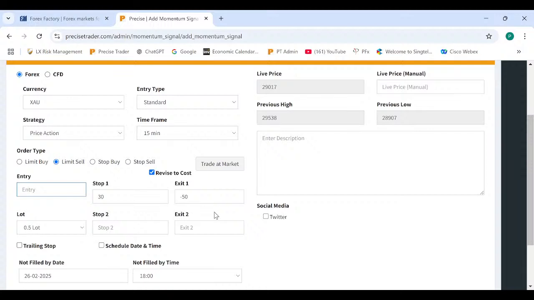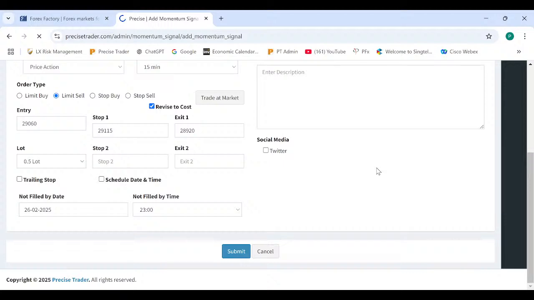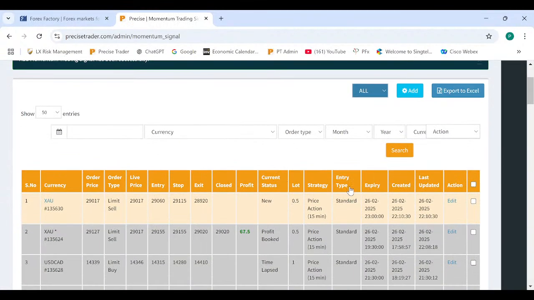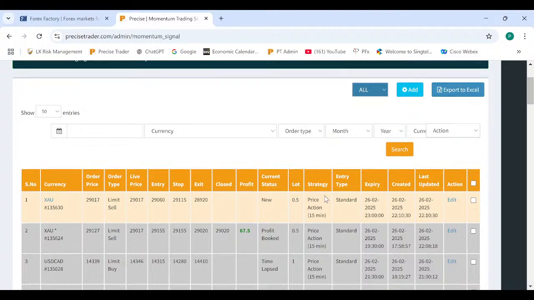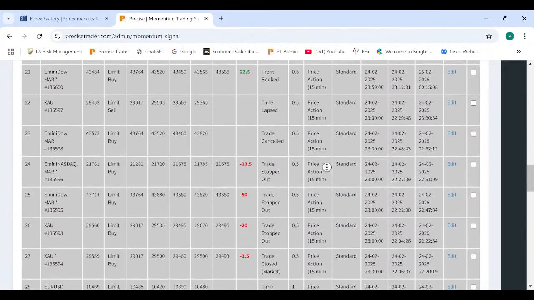So let's see. We'll try to enter at 2906, stop 2911.5, and this one we will try to exit at 2892, above yesterday's low. Let's wait for the market to stabilize, and we will see whether we can enter at better levels.